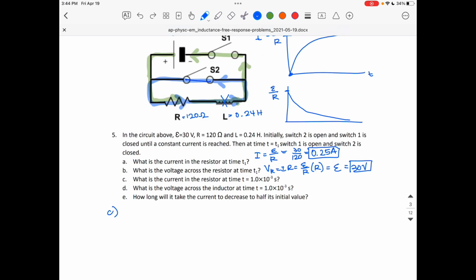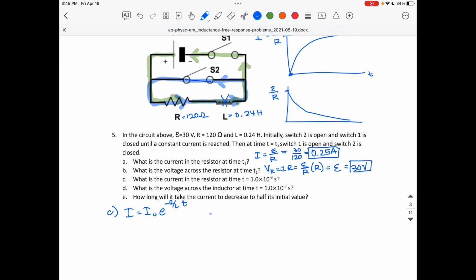So for part C, it says, what is the current in the resistor at time 1 times 10 to the negative 3? So in this scenario, we're going to use our equation. I'll write it down here, but I'll also derive it for you just so that you can see where it comes from, and therefore it won't have to be something that you add to your long list of equations to memorize. When you're deriving this equation, you always start with Kirchhoff's loop rule.